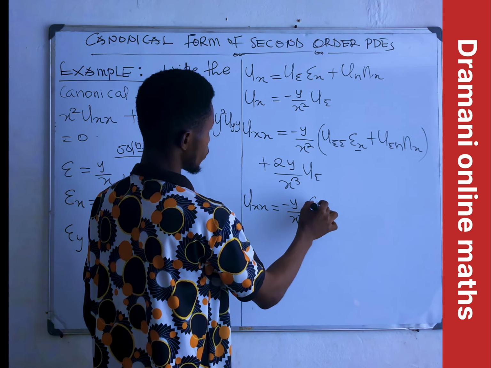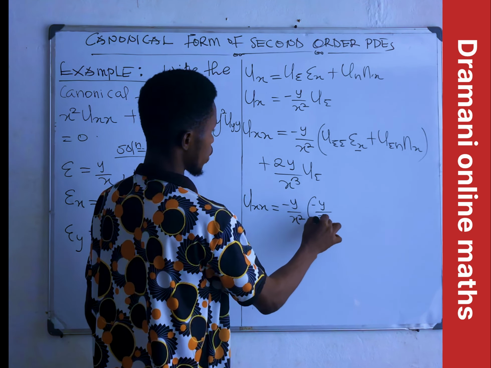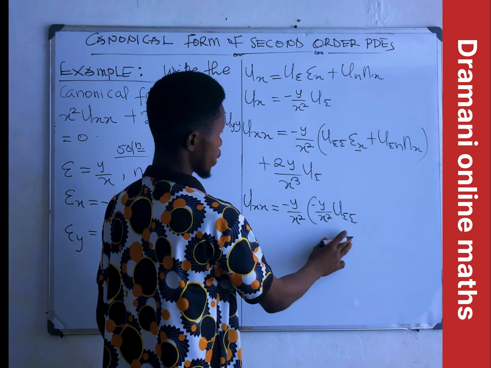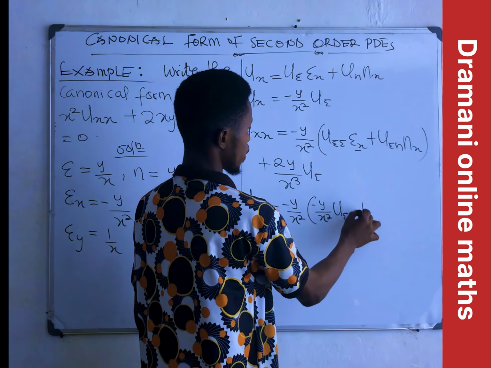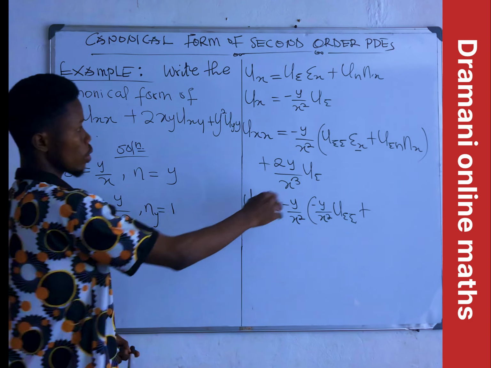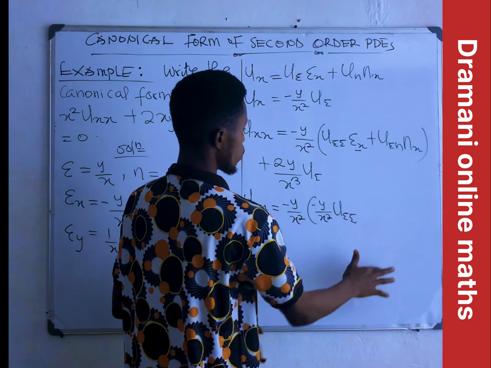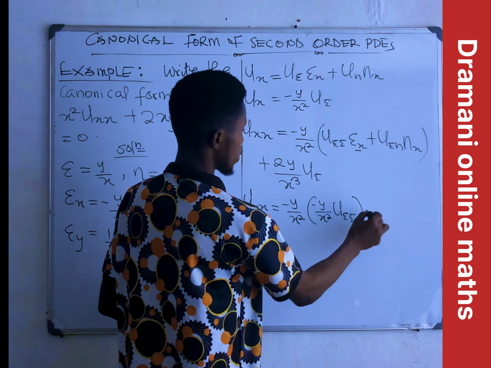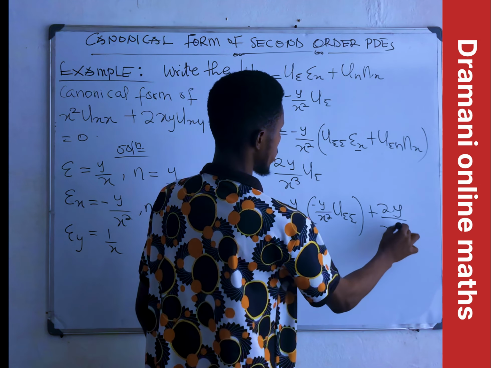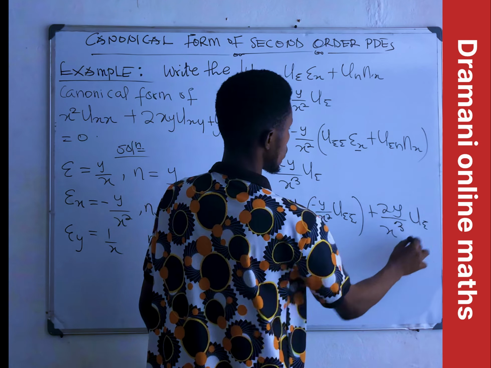Negative y over x squared u xi xi. Is that okay? Plus eta x. Where's our eta x? Eta x is 0, so everything here will go to 0. So this will be like this. Then plus 2y over x cubed u xi.